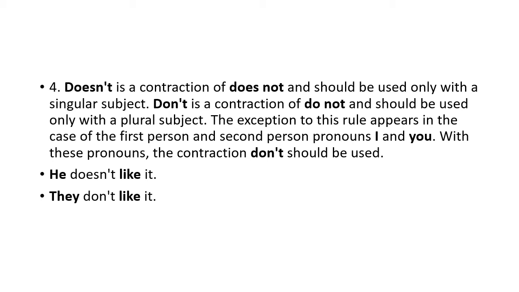Doesn't is a contraction of does not and should be used only with a singular subject. Don't is a contraction of do not and should be used only with a plural subject. The exception to this rule appears in the case of the first person and second person pronouns, I and you. With these pronouns, the contraction don't should be used. He doesn't like it. They don't like it.